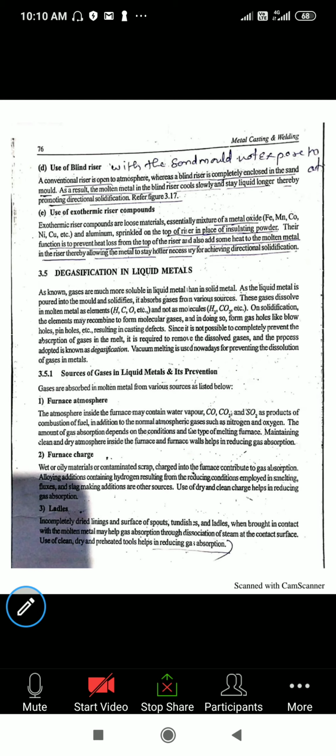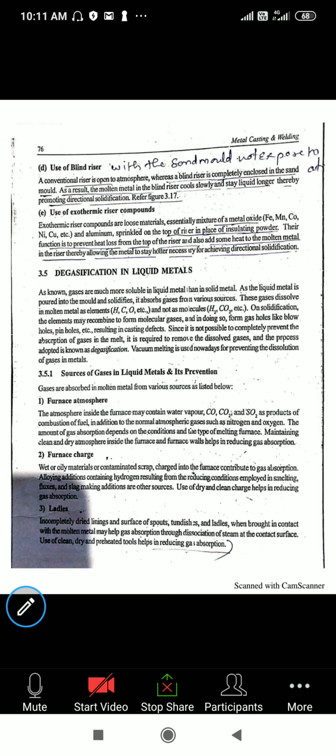For removing such gases, different types of methods are used. We are also going to study the sources of gases in a liquid metal and its prevention, that is, how the gases enter the liquid metal and how to prevent that. First, the furnace atmosphere. The furnace is where the metal is kept for melting at a high temperature, and it is open to the atmosphere. At that moment the atmospheric air surrounding the furnace gets trapped there.